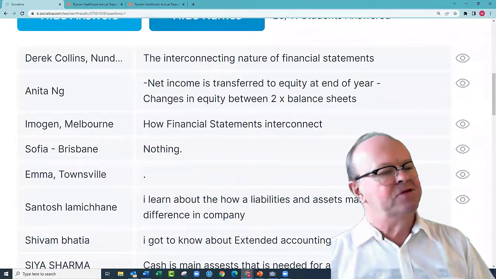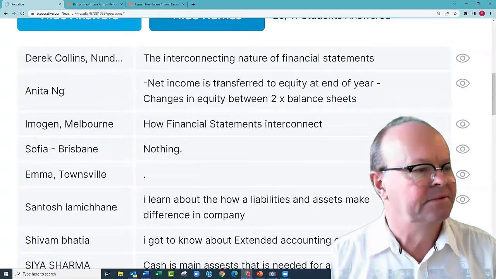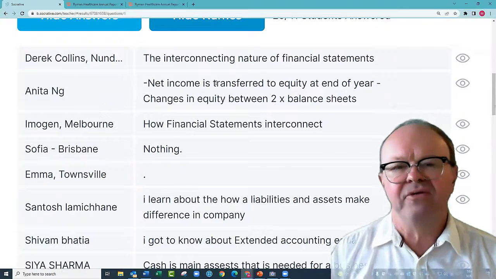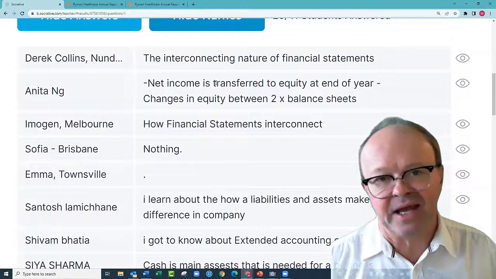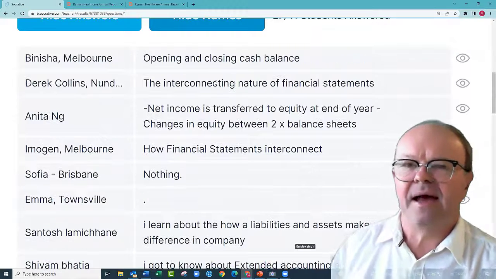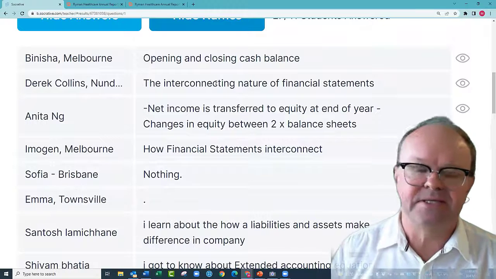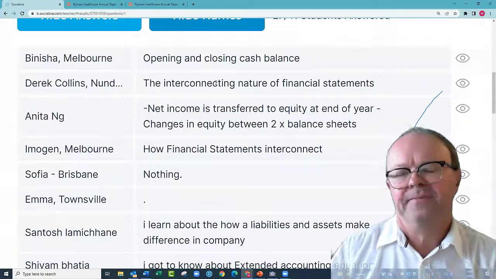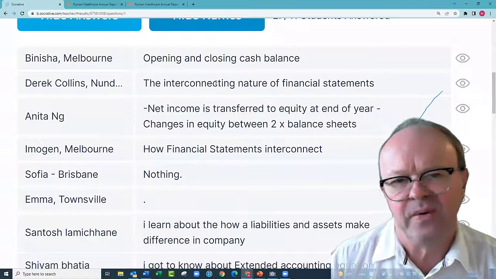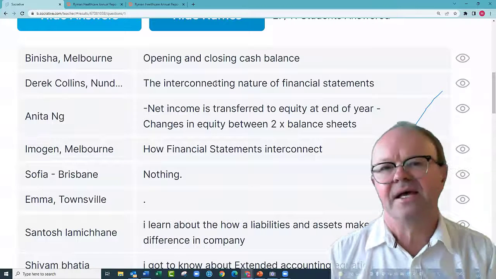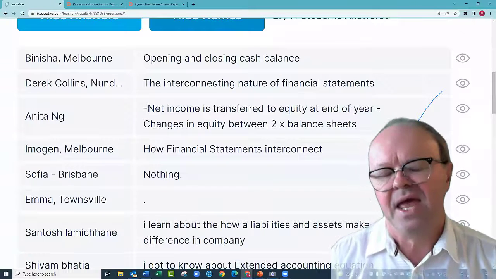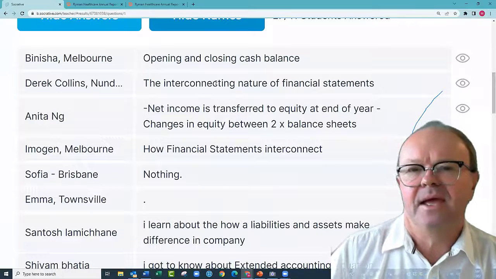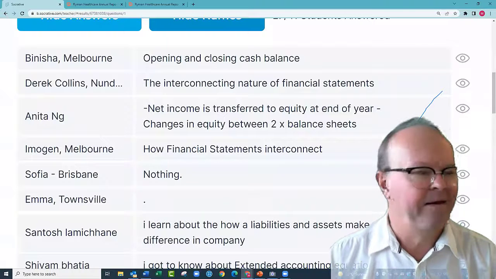Anita, net income is transferred to equity at the end of the year. That's right. Revenue and expenses are emptied out every year into profit or net income, and that's transferred to equity, and revenue and expenses start from zero at the end of the year. And so they're temporary accounts just for the period. What they are, they're changes to equity that we put into the temporary accounts so we can calculate profit at the end of the year. And then we put it into equity and start again. Assets, liabilities, and equity are permanent accounts that go on forever.